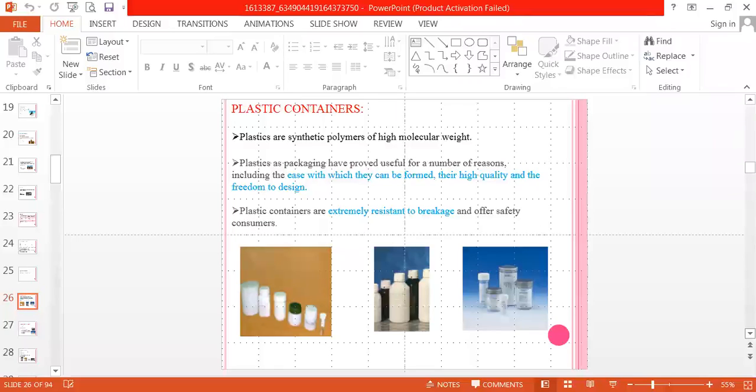Plastic containers are extremely resistant to breakage, so even though they fall from a great height, they cannot break down as easily as glass. So they have that kind of advantage, and your product will be safe inside your container even though it falls down from a particular height.